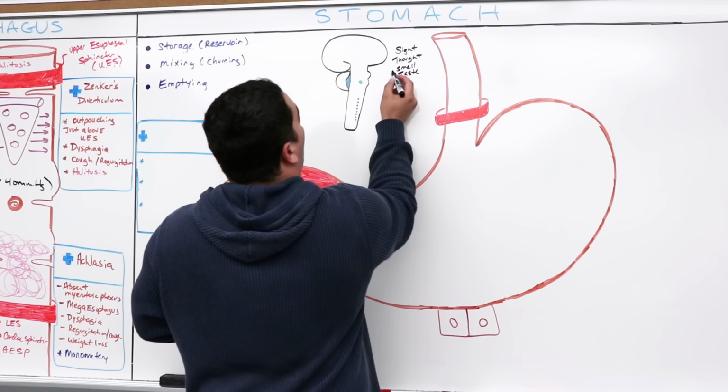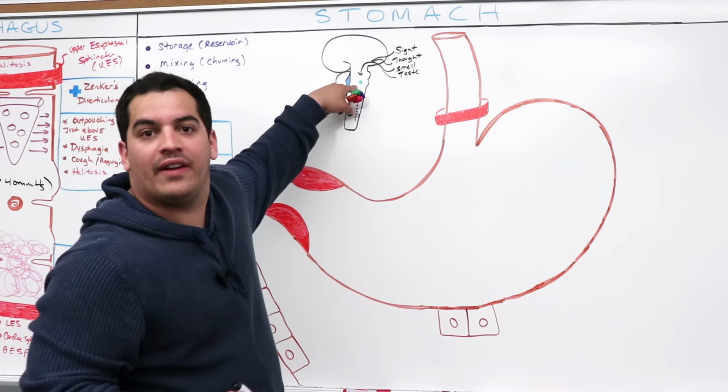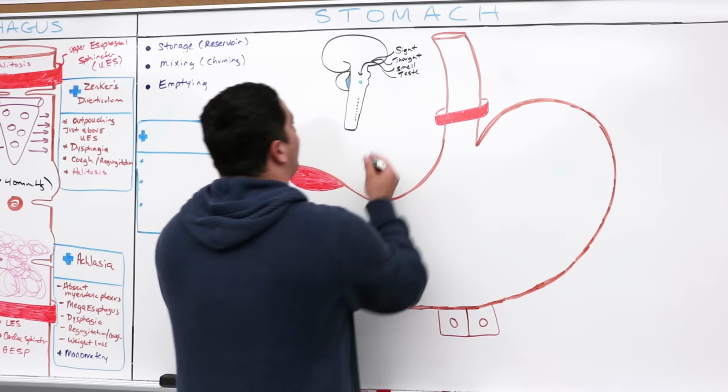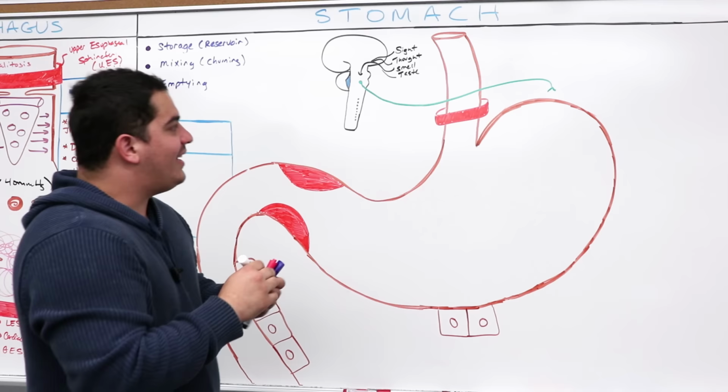All of these things had the ability to activate the vagus nerve, the efferent fibers of the vagus nerve. If that's the case, what do these efferent fibers do? Look at this. This happens before food even enters the stomach. It can come to this portion of the stomach right here, and it can cause this portion of the stomach.